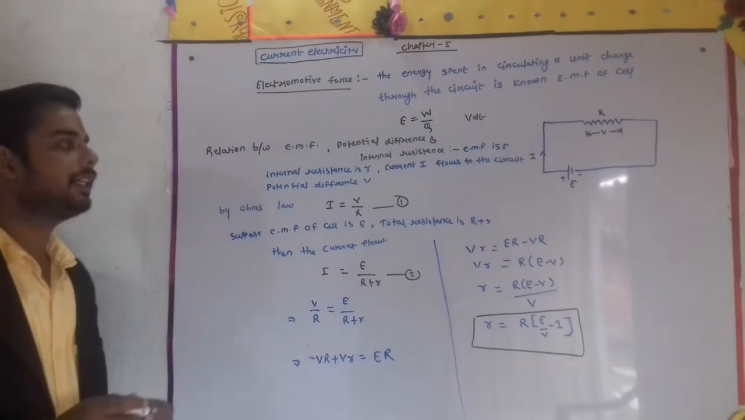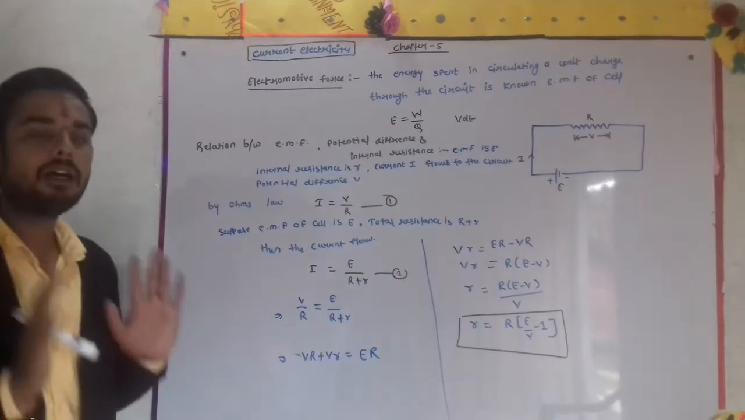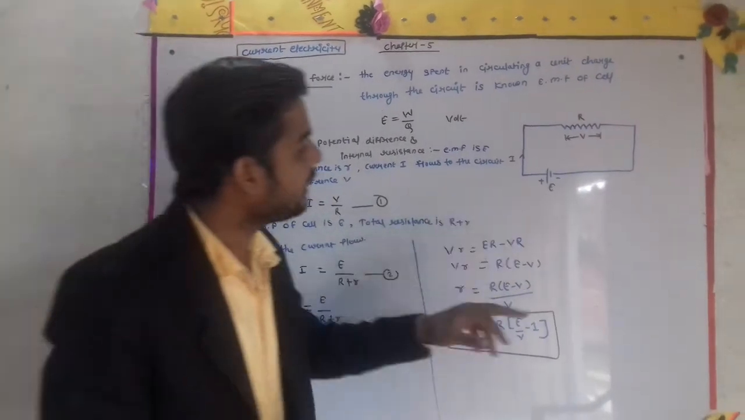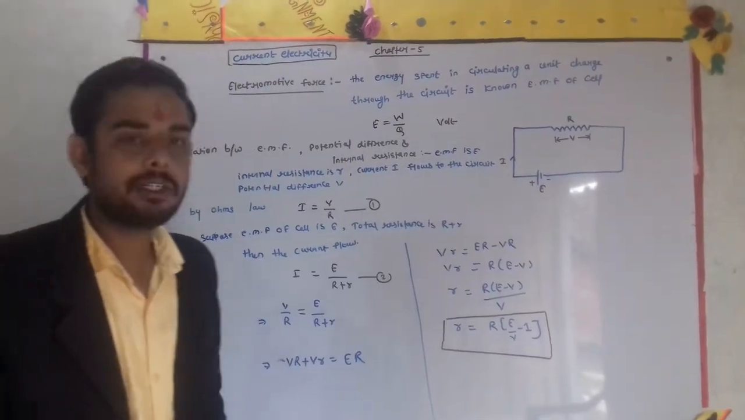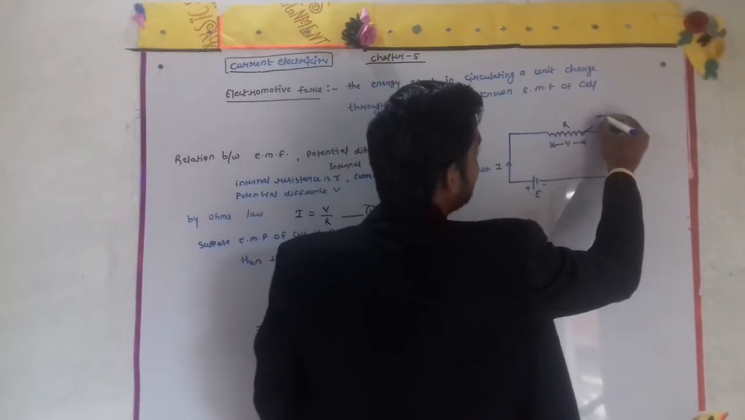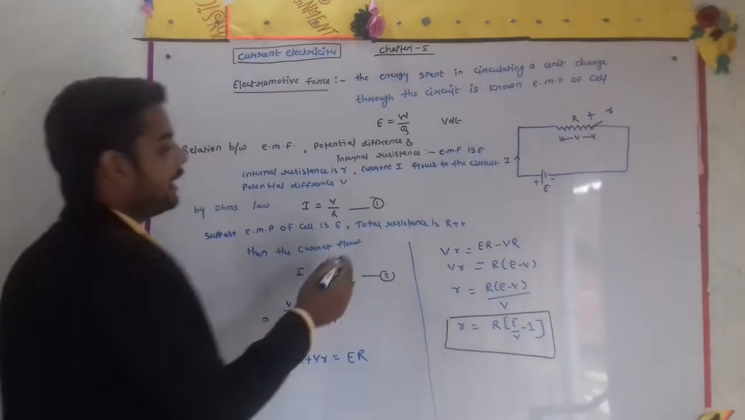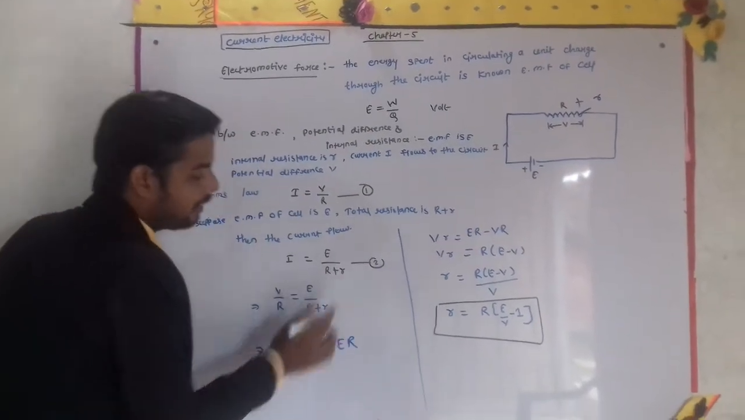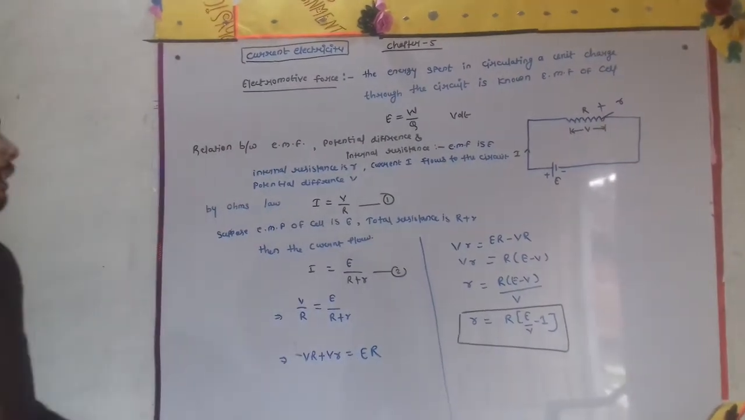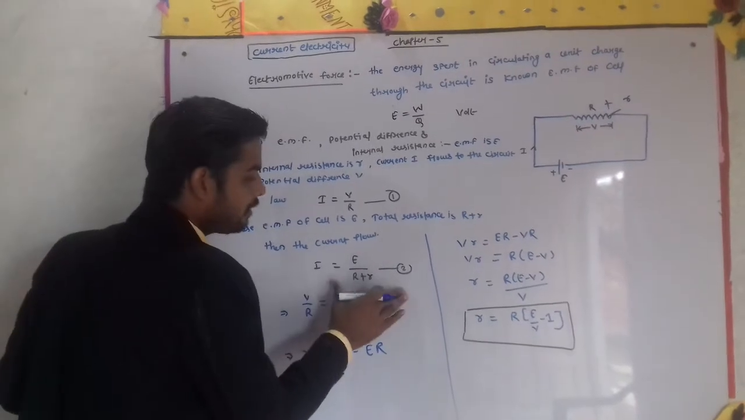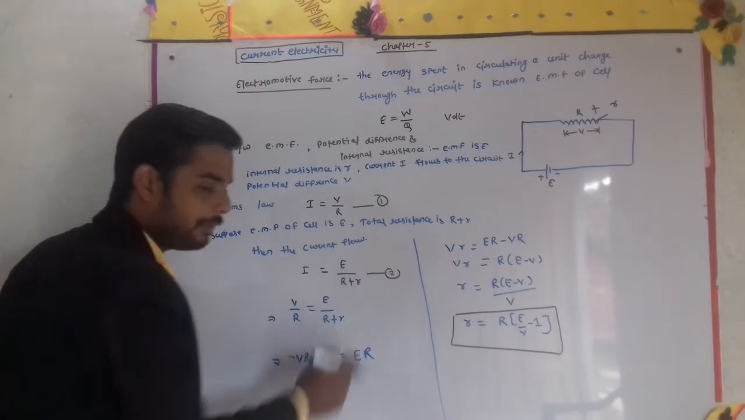We have earlier studied by Ohm's law I equal to V upon R. That will be our equation number first. Suppose that the EMF of the cell is E, then the total resistance will be internal resistance plus external resistance. So current will be E upon R plus r, where capital R is the external resistance and small r is the internal resistance. So we have two equations, I equal to V upon R and I equal to E upon R plus r.